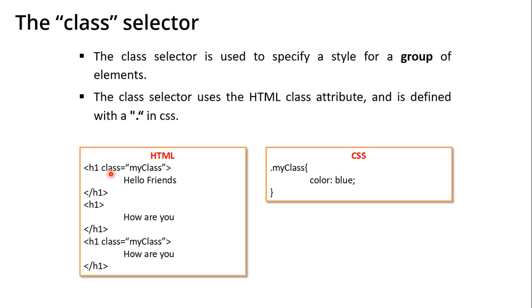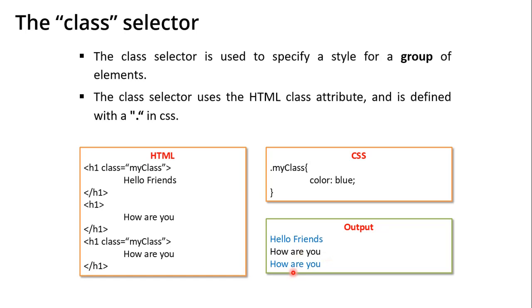In h1 I am writing class is equal to myclass in hello friends. In the h1 tag I am writing hello friends, closing h1, so it is over. So hello friends will be displayed in the blue color. Now see here we have another h1 in which I am writing how are you. For this how are you I have no description, so how are you will be displayed in the black color. Now h1 class again myclass, and in myclass we have blue color, so how are you will display in blue color. Okay, this one is closing. So see here hello friends, how are you, how are you. So this is a class selector.